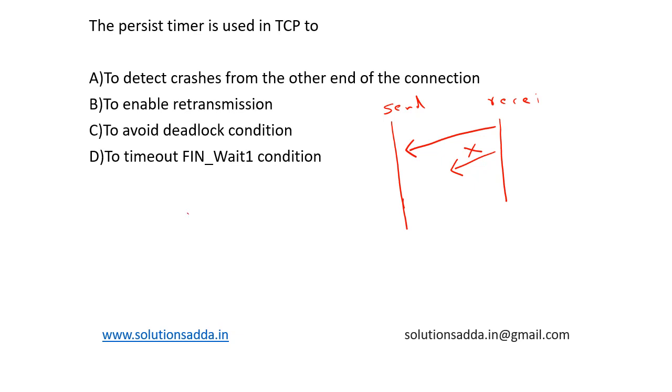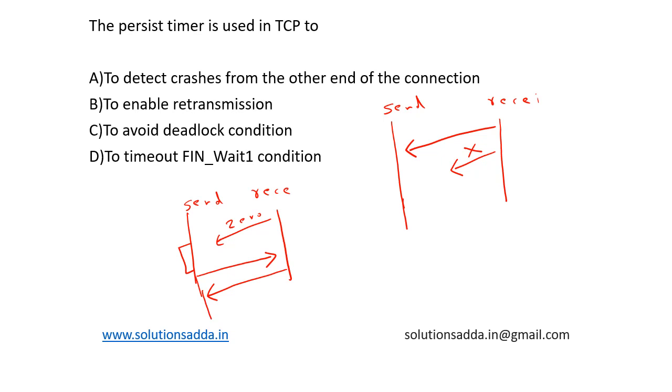In the persist timer, what happens is that we have the sender and the receiver. Now when the receiver sends a zero window size as acknowledgement, the sender starts a persistent timer. After the persistent timer, even if the sender does not receive any updated acknowledgement, the sender sends a probe segment with 1 byte of data. Once the receiver receives this probe segment, it again sends the updated window size.